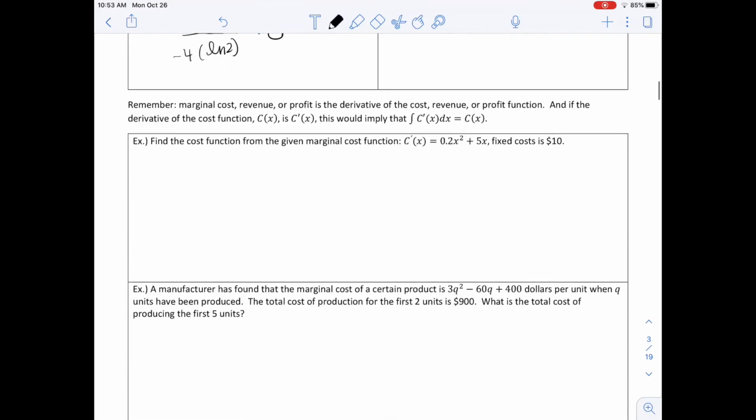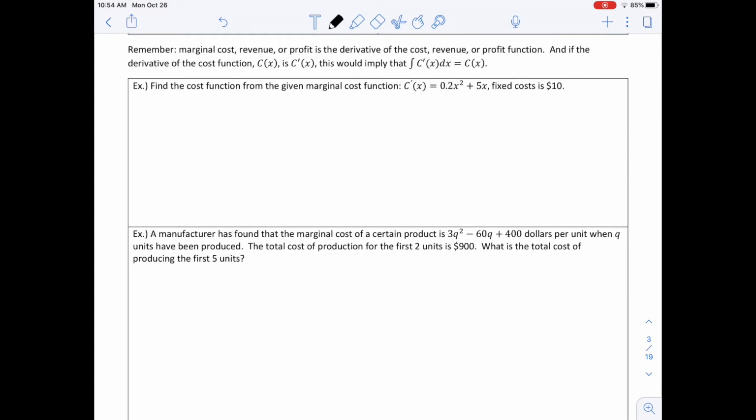Next thing that we have says remember that marginal cost, revenue, or profit is the derivative of the cost, revenue, or profit function, and if the derivative of the cost function C of x is C prime of x, this would imply that the integral of the derivative is just going to be equal to that original cost function. First example that we have says find the cost function from the given marginal cost function, and we are given our marginal cost function. It also tells us the fixed cost is going to be $10, so we'll get into what that means in just a sec.